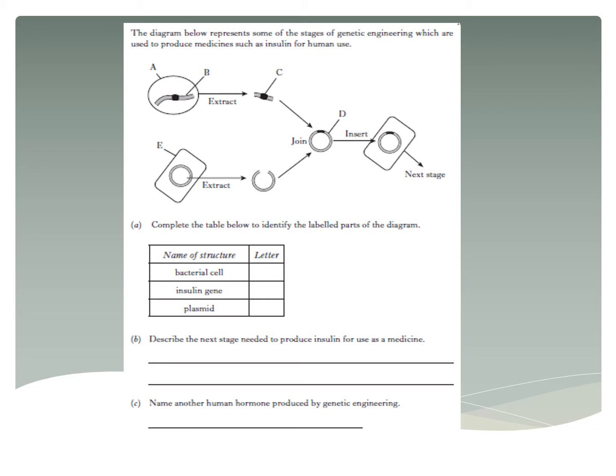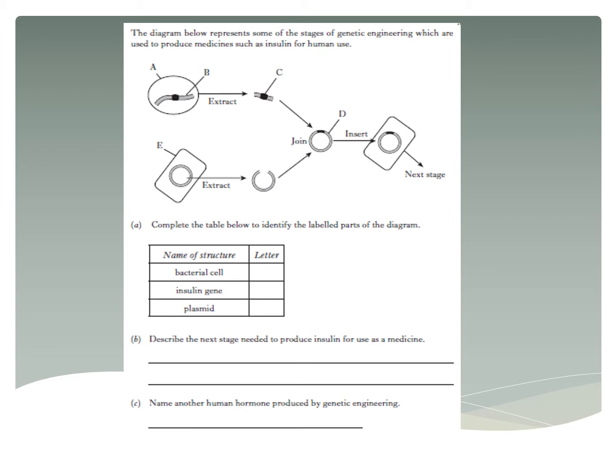So the starter for today, because you should now be experts in genetic engineering. If you're struggling with genetic engineering, then you need to go back and look at the last video. The diagram below represents some of the stages of genetic engineering which are used to produce medicines such as insulin for human use. Complete the table below to identify the labelled parts of the diagram. You've got to name the structure and put the letter beside it.